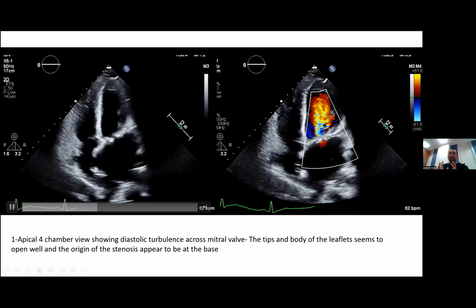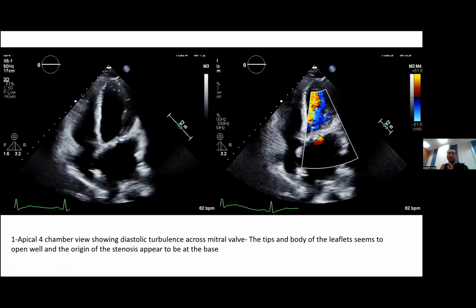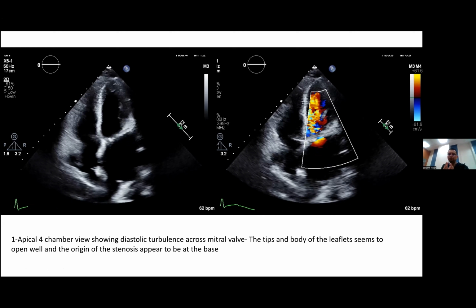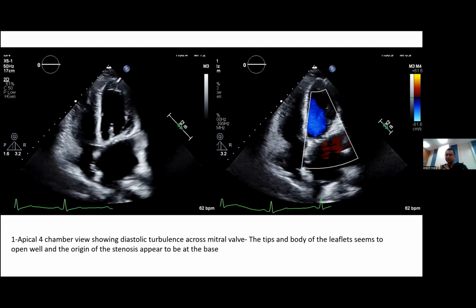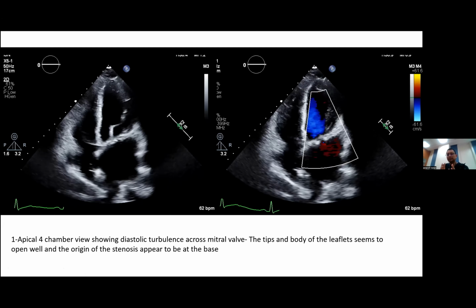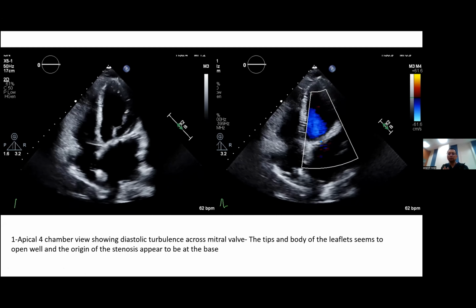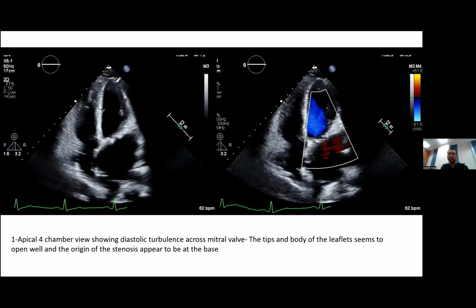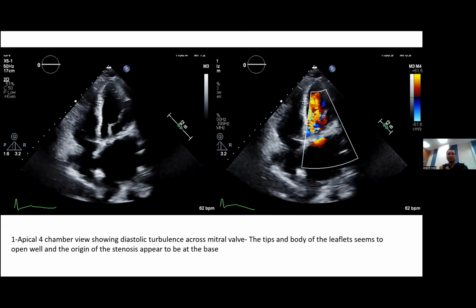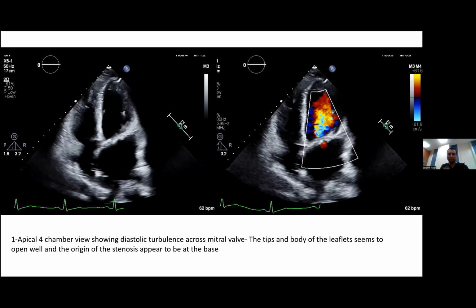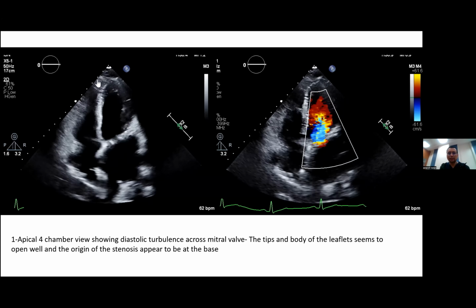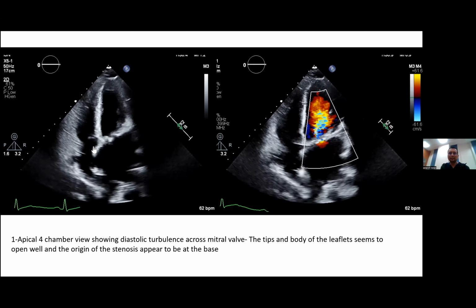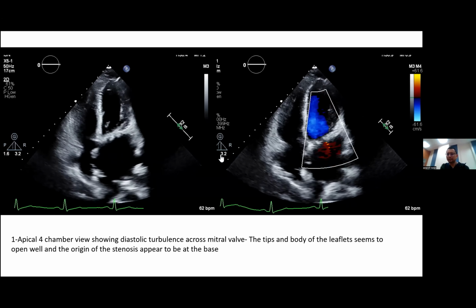So whenever we look at the apical 4-chamber view, we want to assess the RV size. RV should be smaller than LV. If the RV is a similar size to the LV, then it's considered moderately dilated. If the RV is actually larger than LV, then the RV is severely dilated. So the RV here is somewhat dilated, not severely dilated, but probably moderately dilated.